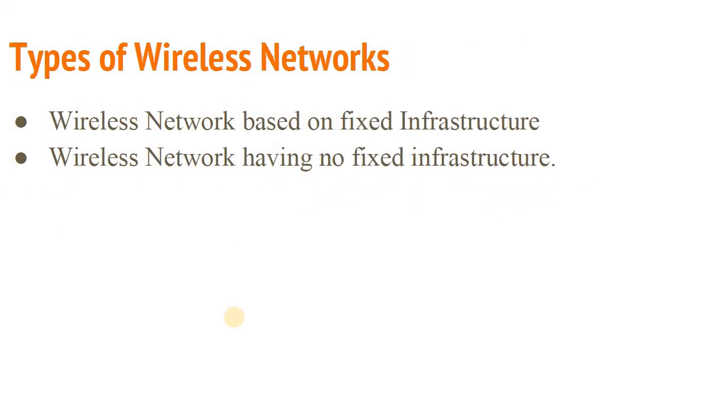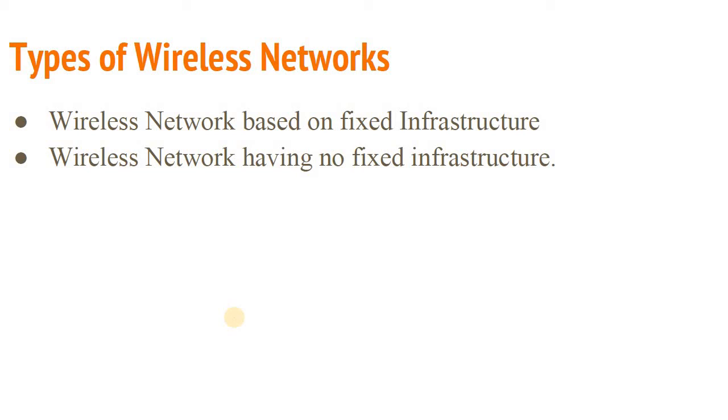Then, types of wireless network. Basically, there are three types of wireless network, but in this slide only two are mentioned, because two of them come under the category of no fixed infrastructure. So I will tell you one by one. The first type is the wireless network based on fixed infrastructure.